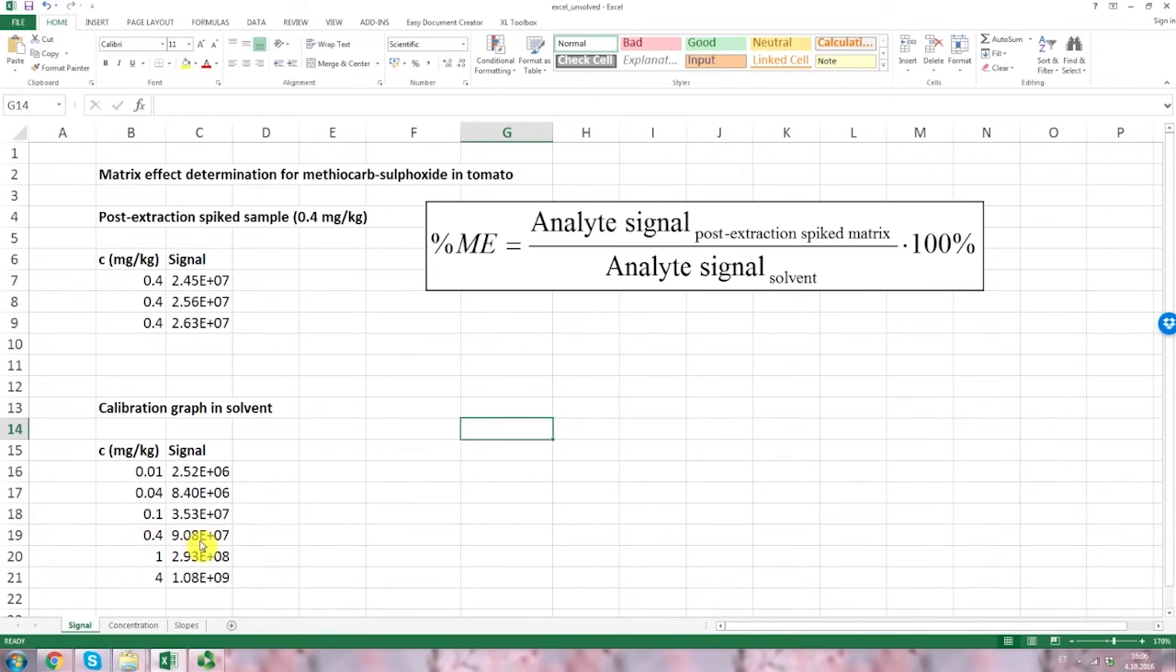So if we want to do the calculation for matrix effect based on the signals, it's very important that we have exactly the same concentration measured in solvent and in the blank extract. So now to calculate matrix effect, we have 3 data points in the blank matrix that has been spiked after extraction. So to do calculations, we first need to average these 3 signals, and then we can proceed with the matrix effect calculation.